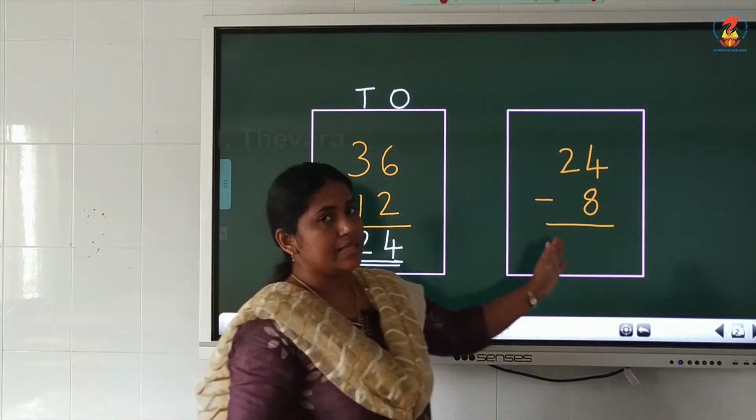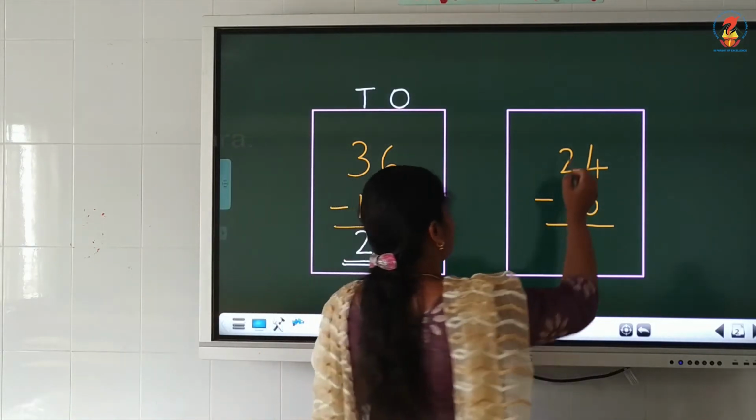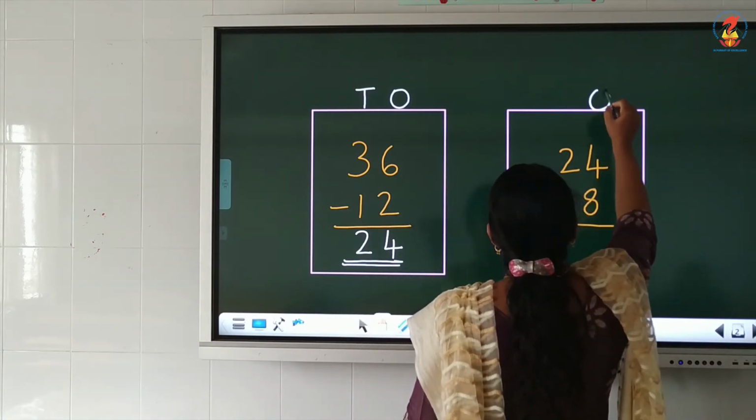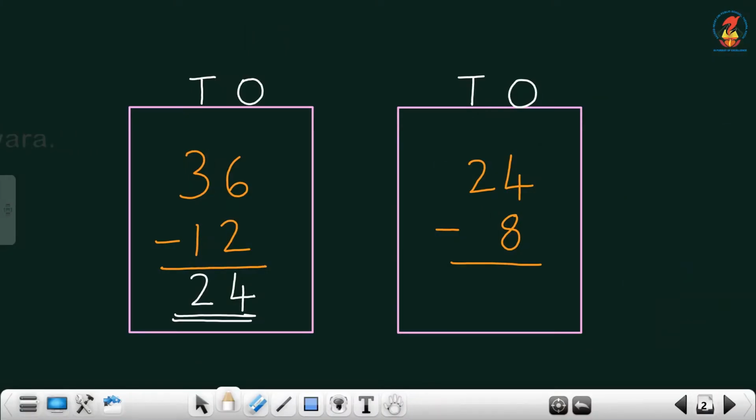Now look at this question. First we will write the ones and tens place. Ones place, tens place. Read the question, children. 24 minus 8. Here there is no number in the tens place, so we will put a 0 here. First, as usual, we will start from the ones place. Look at the numbers at the ones place: 4 here and 8 down. So we want to subtract 8 from 4. That is 4 minus 8.